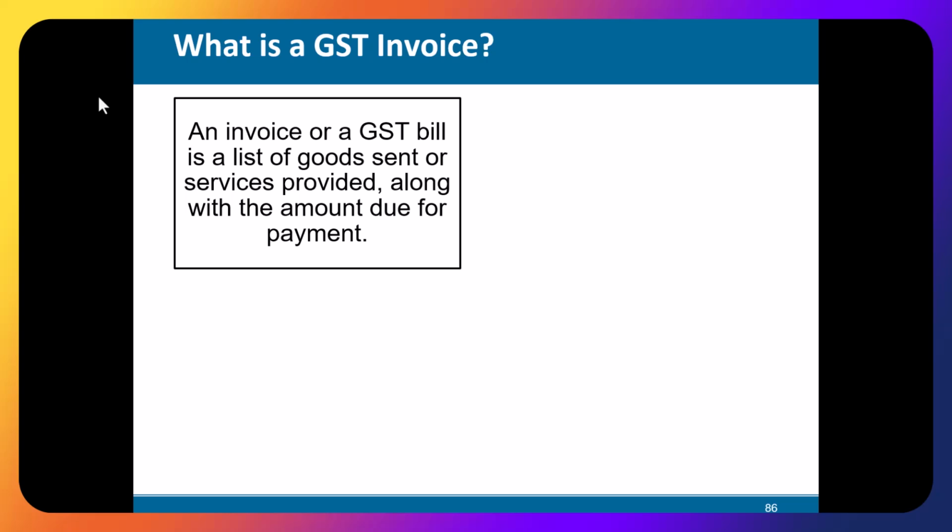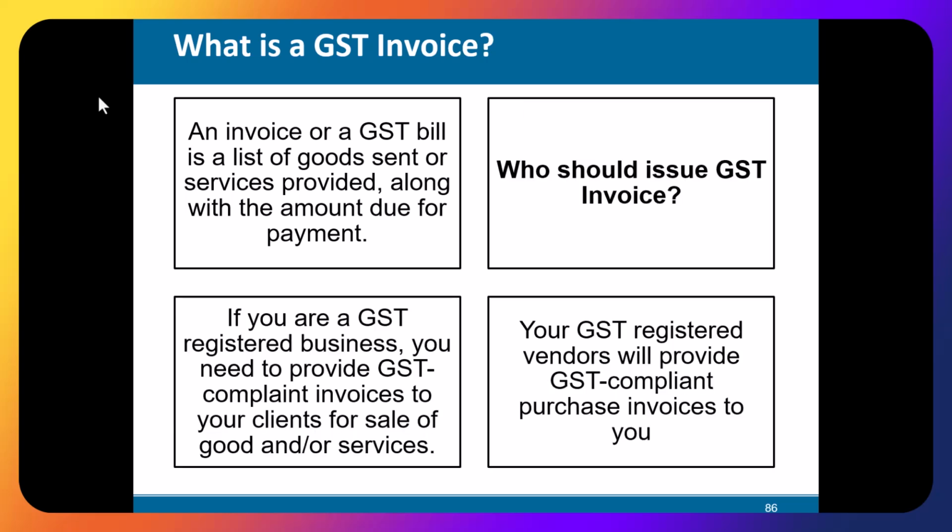An invoice or a GST bill is a list of goods sent or services provided along with the payment due for that period. Okay. Now it's very important we should know what is a GST invoice and how it looks. And I have also shared an Excel sheet, which I'm going to open very shortly after we finish what is a GST invoice. So read further.